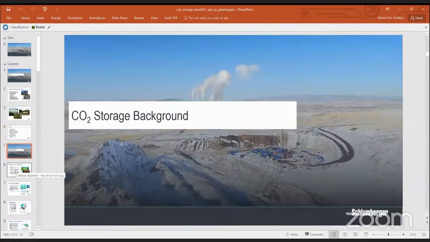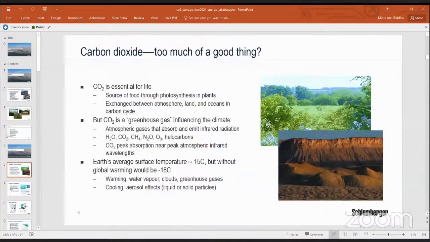So first of all, the background. Carbon dioxide is regarded as a problem, but it's also essential for life. It's the source of food through photosynthesis in plants. It's exchanged between the atmosphere, the land and the oceans in a carbon cycle. So there has always been carbon dioxide in the atmosphere, and it plays an important part in influencing the climate.